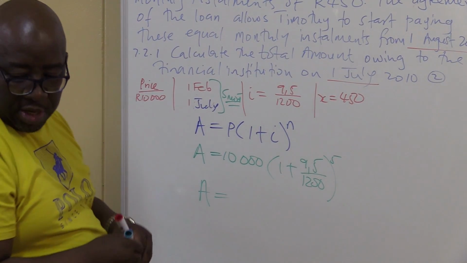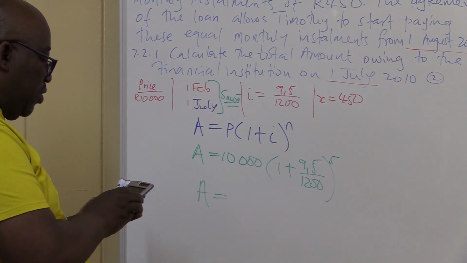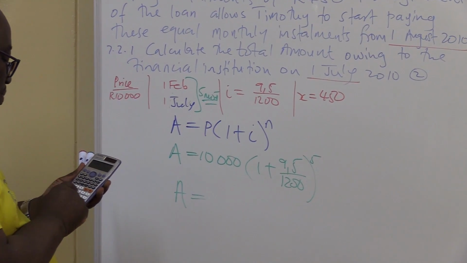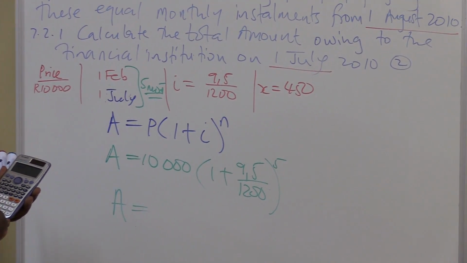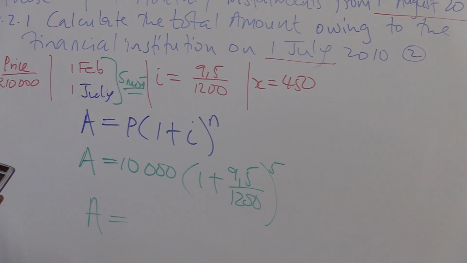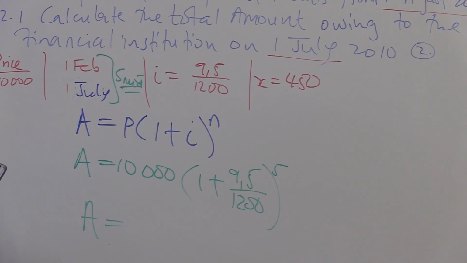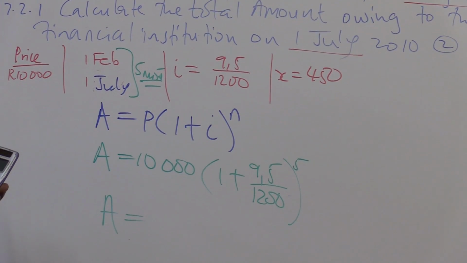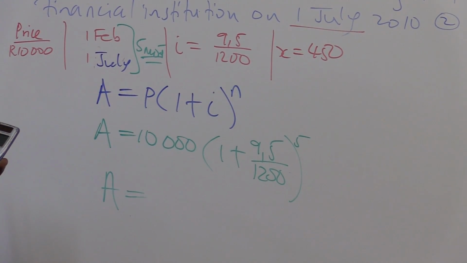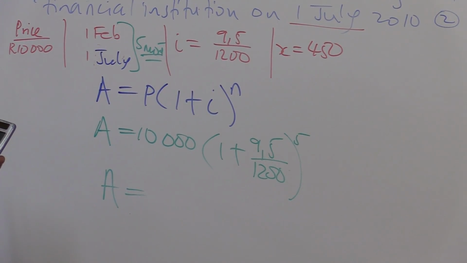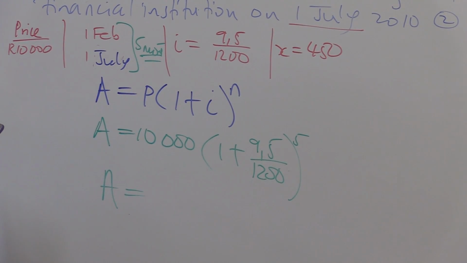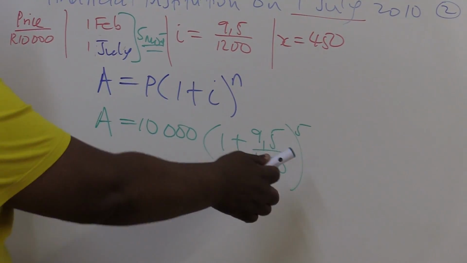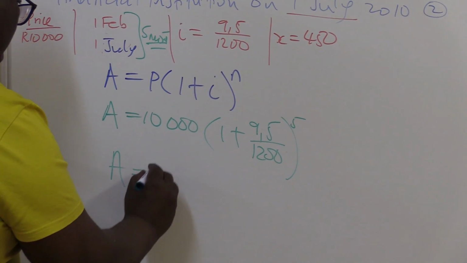Okay, let's quickly calculate this. Just put it in your calculator. I see 10,000, times bracket, 1 plus fraction button, 9.5 on my numerator. My denominator is 1,200. I close that bracket, raised to the power 5. I push the equal sign. What is it that I have? If you multiply, this is what we get.